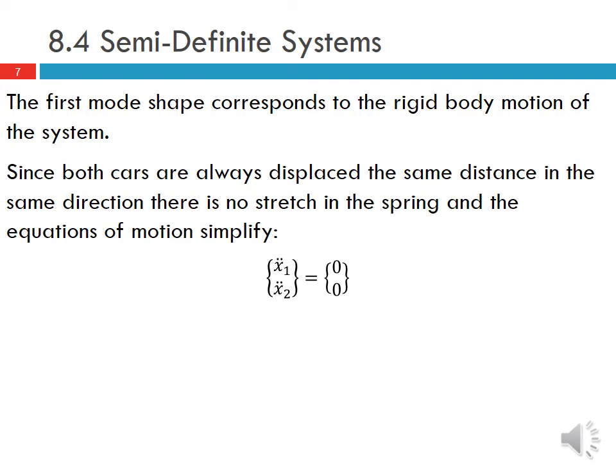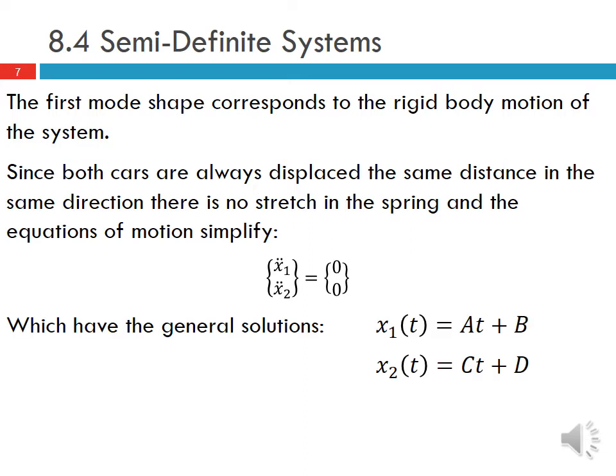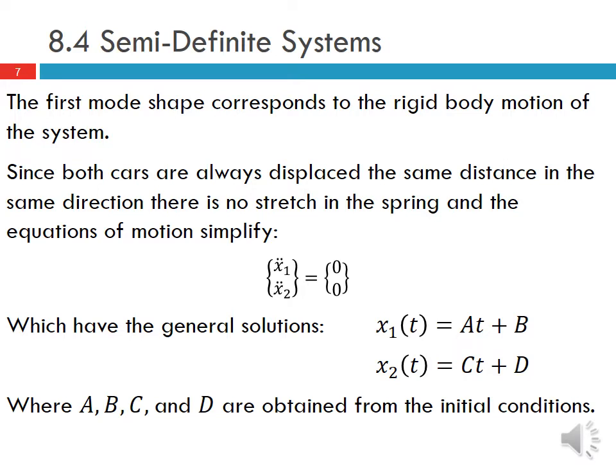Since both cars are always displaced the same distance in the same direction, there's no stretch in that spring, and the equations of motion simplify to having zero acceleration. This has the general solution x1 of t equal to at plus b, and x2 of t equal to ct plus d, where a, b, c, and d are obtained from the initial conditions. We do not have an oscillatory solution here, so there's no vibration in this rigid body mode.